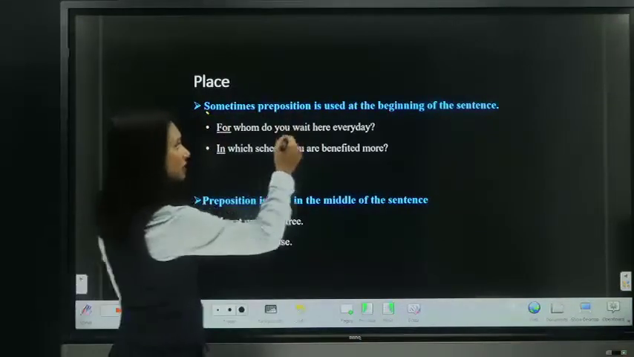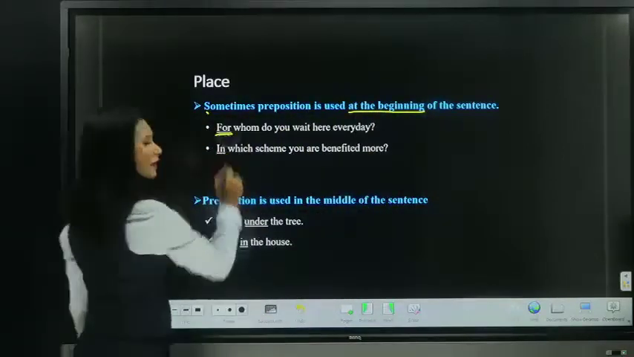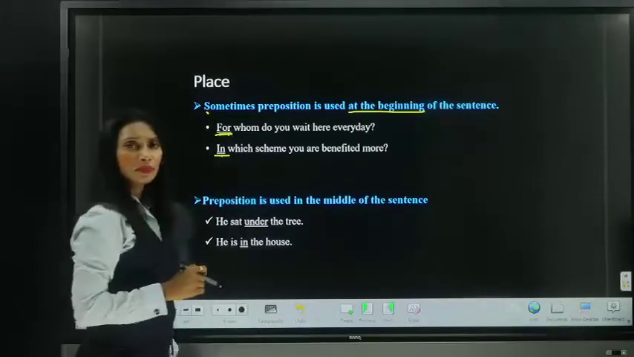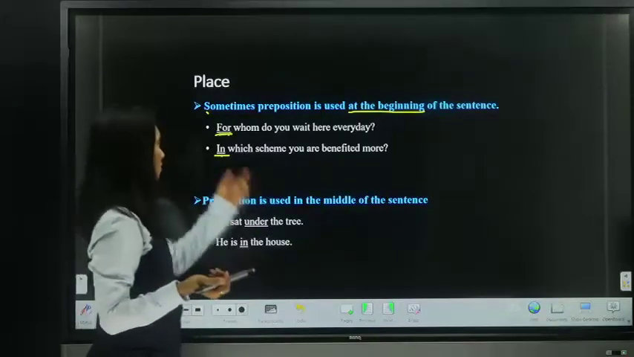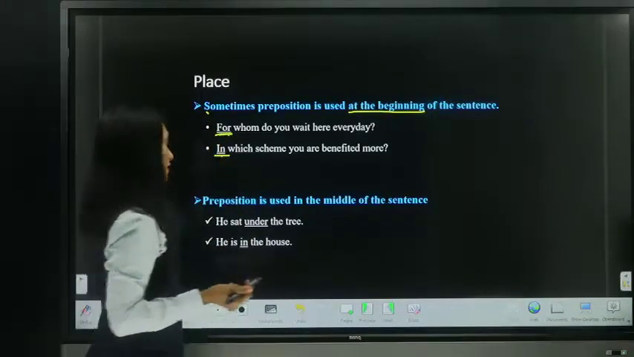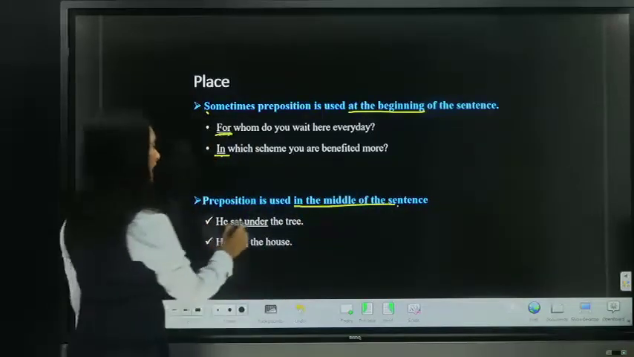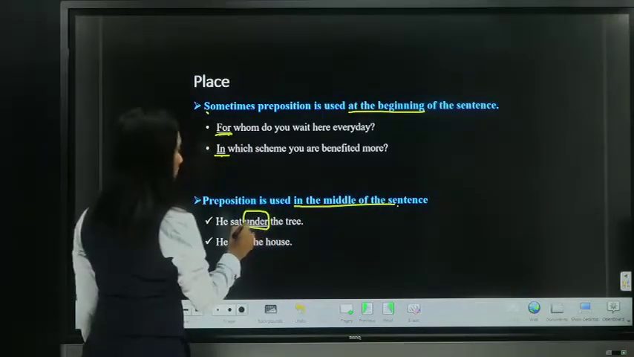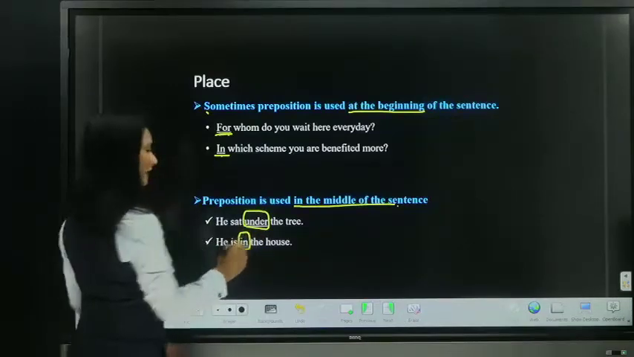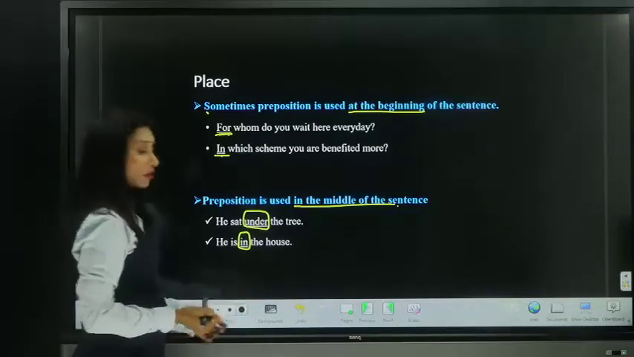Some prepositions are used at the beginning of the sentence. For example, for whom do you wait here every day? In which scheme did you benefit more? So here for and in are used at the beginning of the sentence. Now let us see the middle of the sentence. He sat under the tree. We used it in the middle. He is in the house. Again in the middle.